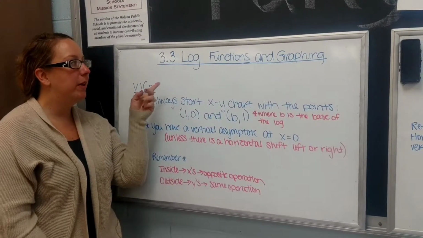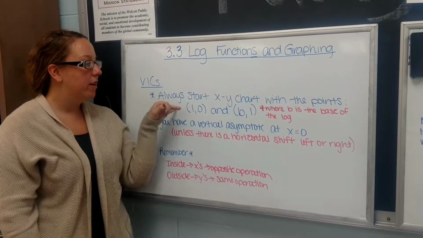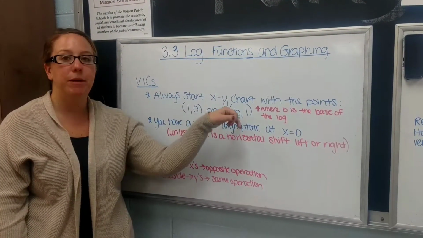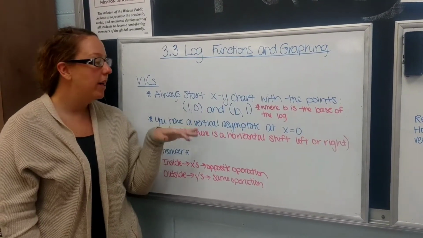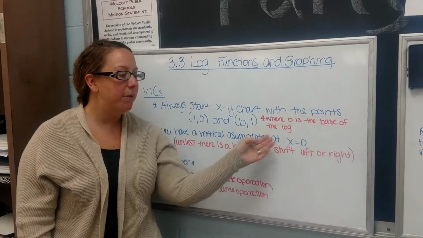This is 3.3 log functions and graphing. So we have some very important concepts for you. You're going to always start with your XY chart with the points (1, 0) and (b, 1). So no matter what, if you're graphing a log function, you're going to have (1, 0) as your first point in your XY chart. And then b stands for whatever the base of the log is.